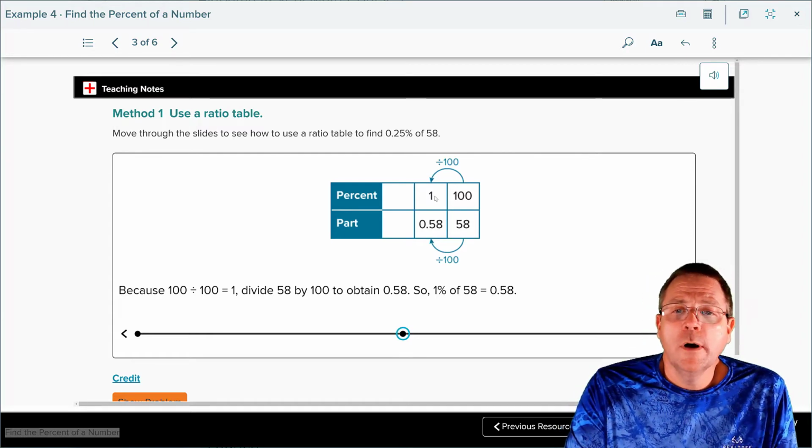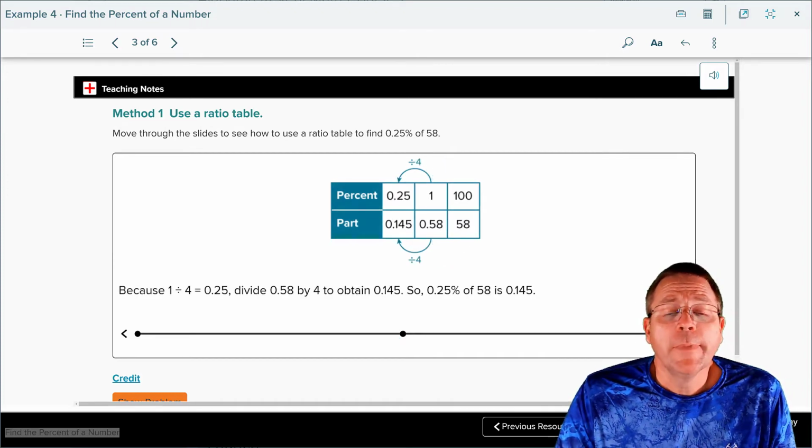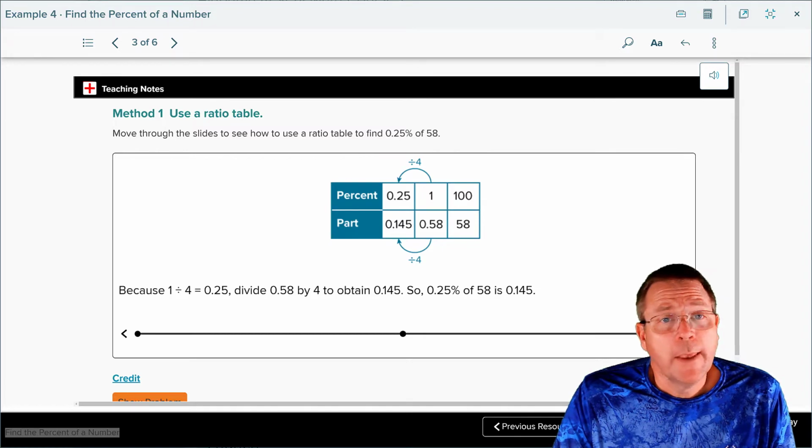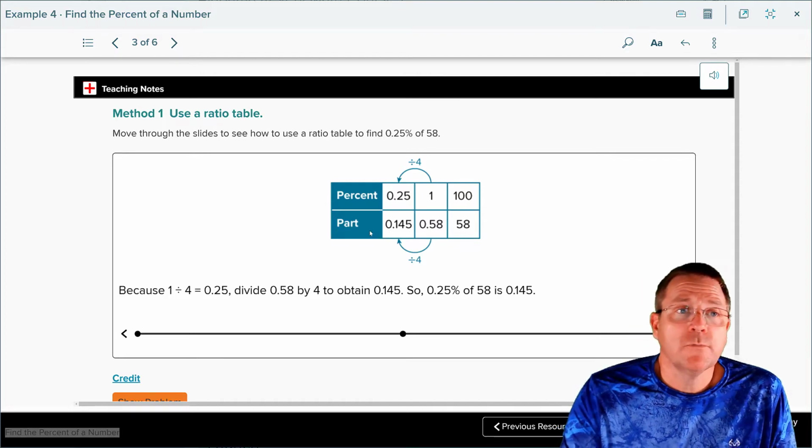What could I do to 1 to get it back to 0.25? I could divide it by 4. And if I do it on the top, I have to do it on the bottom. And yeah, that division's going to really stink. But when you divide the 0.58 by 4, that's where the 0.145 comes from. Pretty simple, isn't it? Ratio table, that's a real good option for this one.